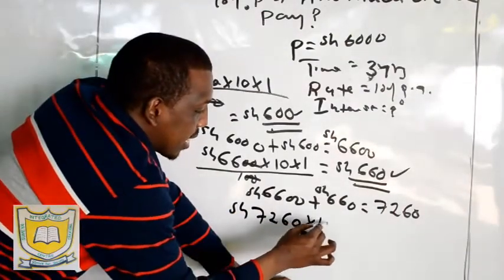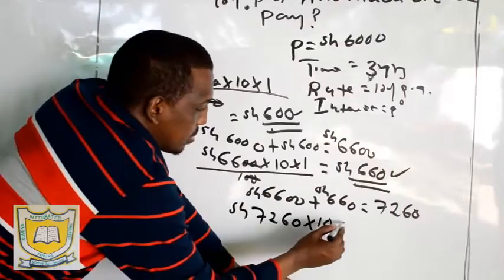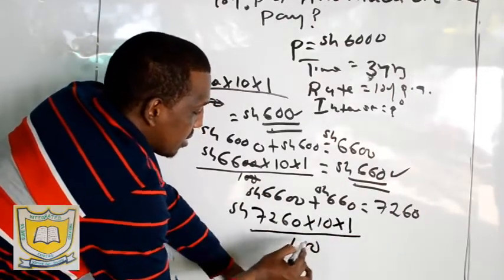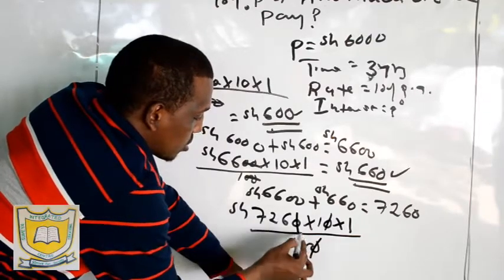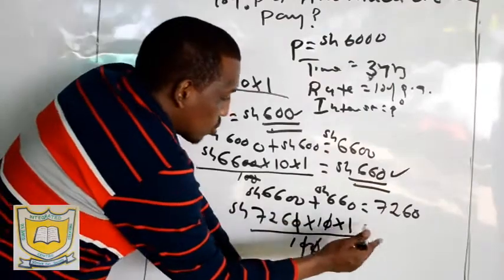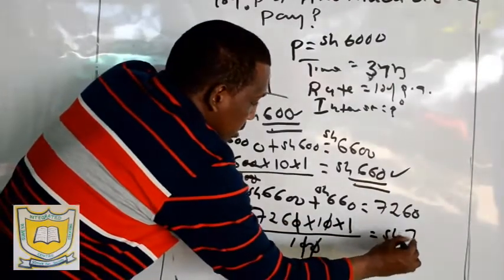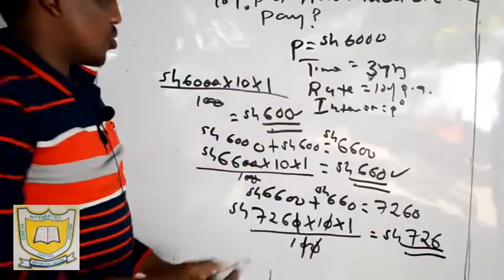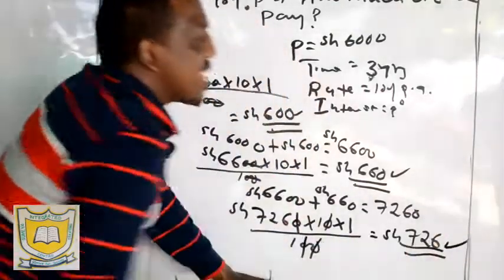Rate 10, time, the third year, over 100. Cancel, cancel, cancel. They go together. So what's remaining? 726 times 1 times 1. You will get shillings 726. You underline also. So this is now the interest of the third year.